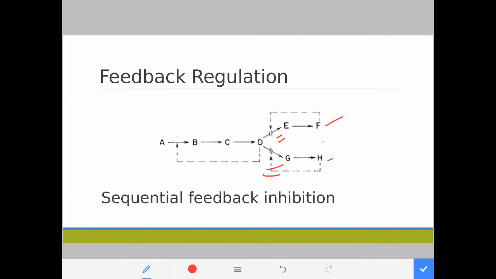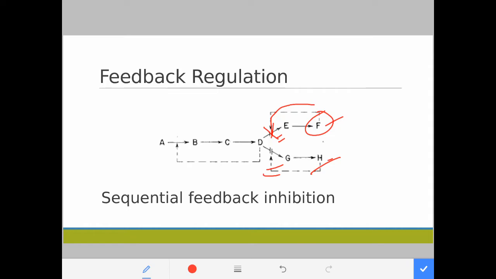This type of inhibition allows, for example, if F is abundant, F doesn't need to be made. Therefore, F inhibits this enzyme, so it stops the production here, but you can still continue on with the production of H. And vice versa, in the abundance of H, you can still produce F.